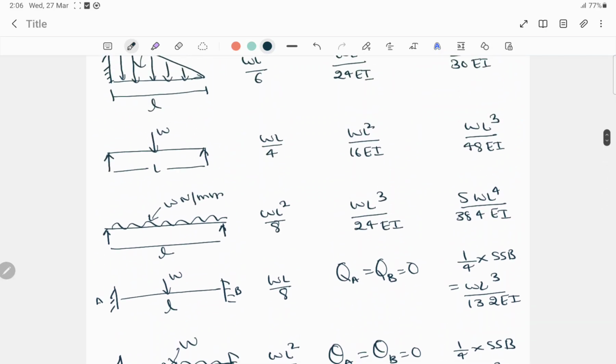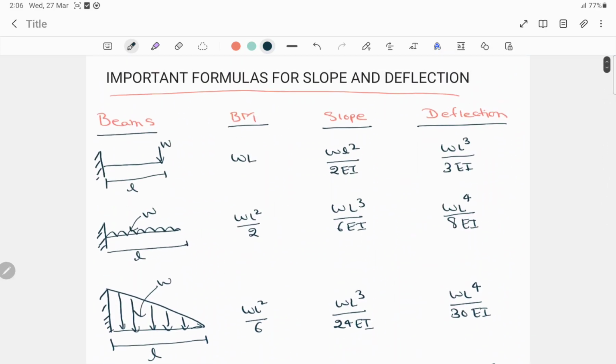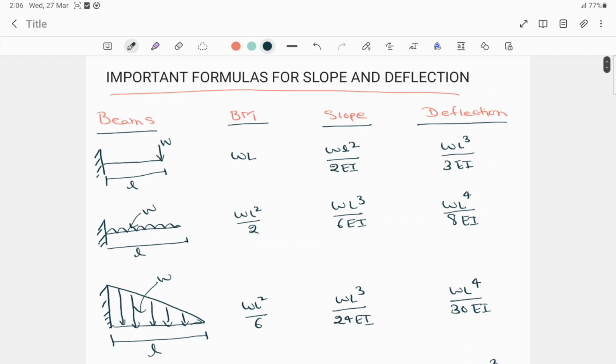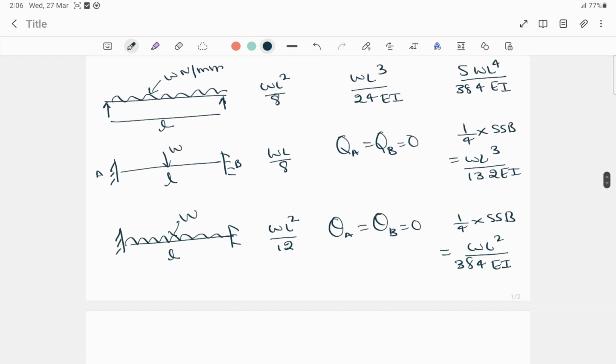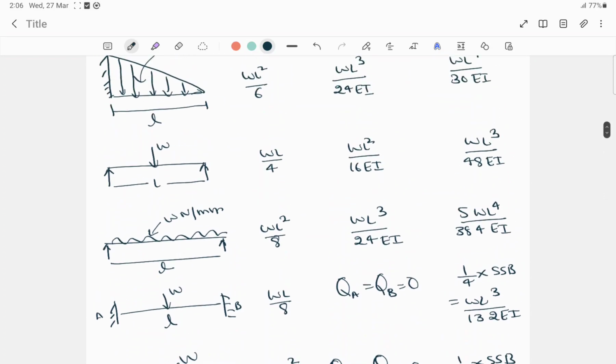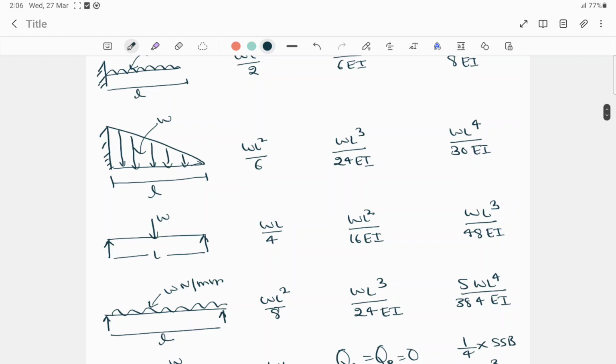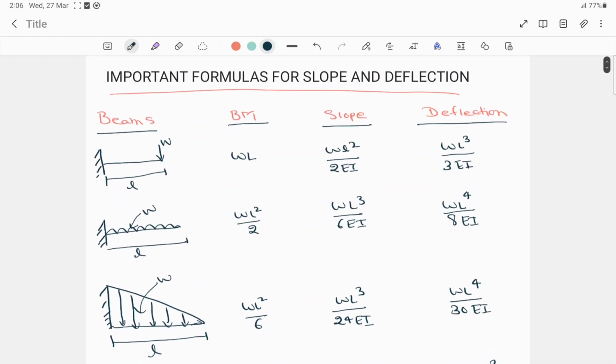So these are the important formulas which will be used in case of slope and deflection methods. So you have to remember all those formulas so that it will be easier for you to find the slope and deflection for different cases.